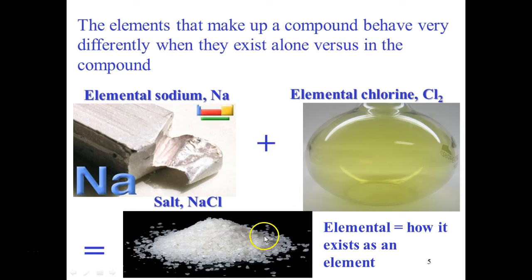So again, the point is that the properties of the compound are very different from the properties of the individual elements. Also, salt, NaCl, is always in that ratio of 1 sodium for every 1 chlorine. So that's what makes that a compound.